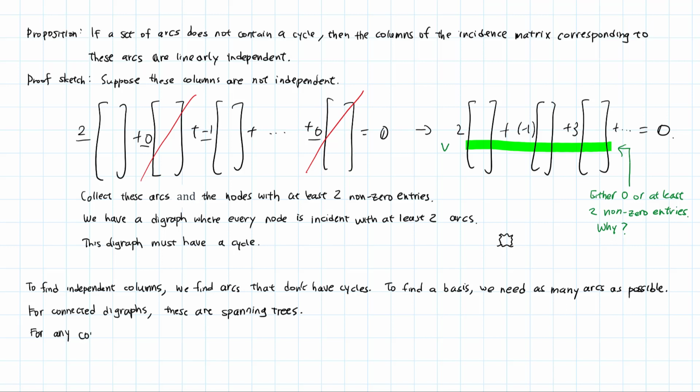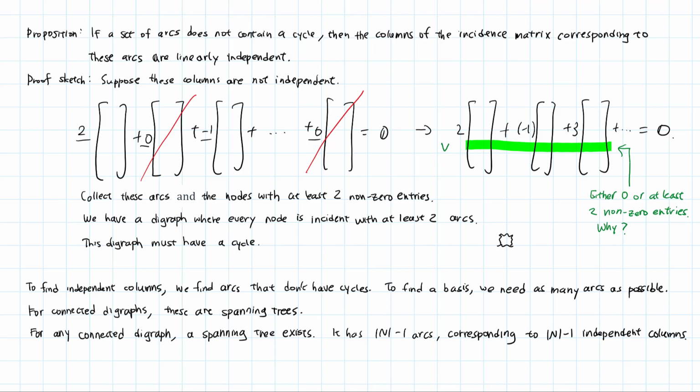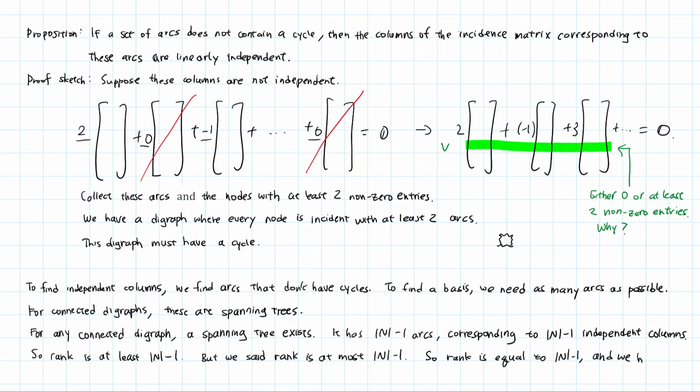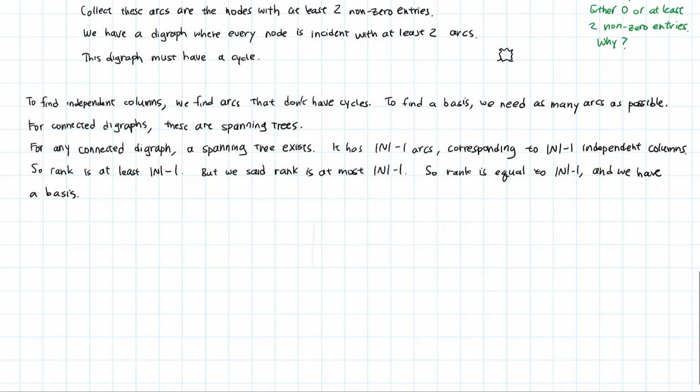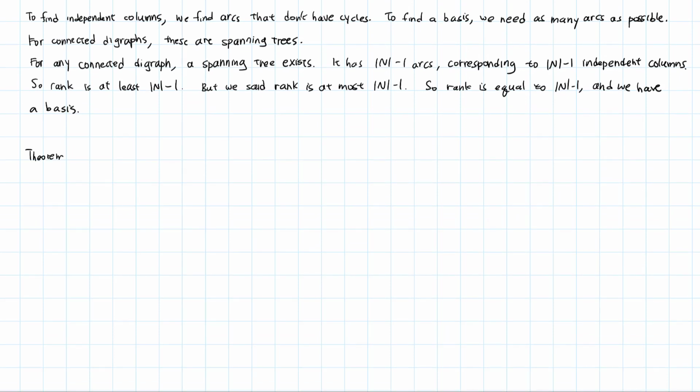We know that for any connected digraph, a spanning tree exists. And a spanning tree has n-1 arcs, and they will correspond to n-1 independent columns in the incidence matrix. So the rank of the incidence matrix must be at least n-1. But previously we said that the rank is at most n-1, so the rank must be equal to n-1, and we have a basis. So this results in the main theorem for this lecture.